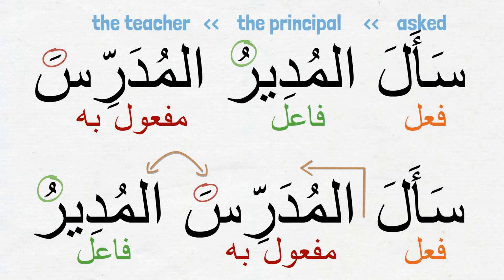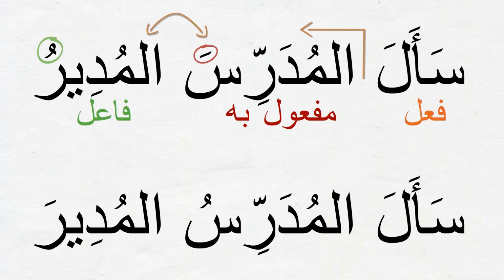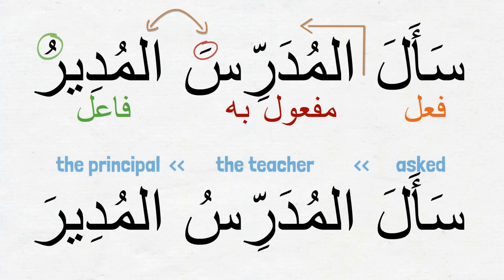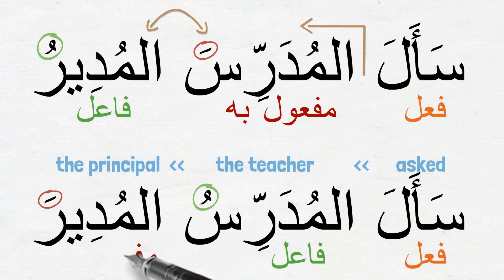So if we really want to switch the functions of these two ism المدير and المدرس and say the teacher asked the principal, instead we should say سأل المدرس المديرة. You see, المدرس now became مرفوع because it is functioning as the fa'il, the doer. And المديرة is mansub because it is coming as مفعول به. Let's see a few more examples for مفعول به.